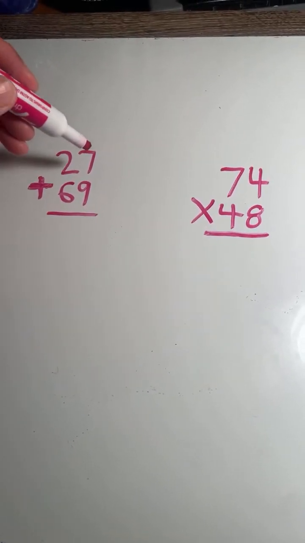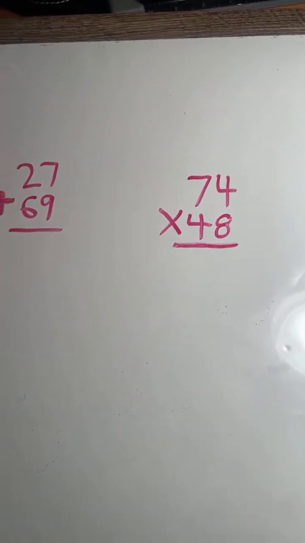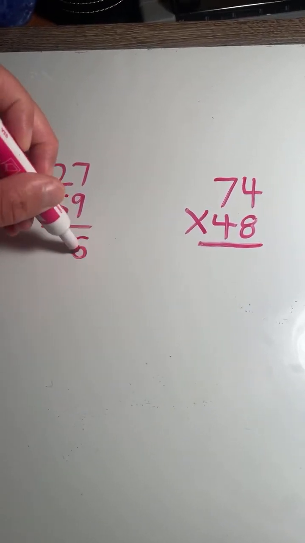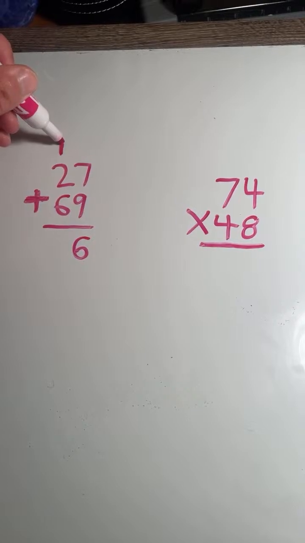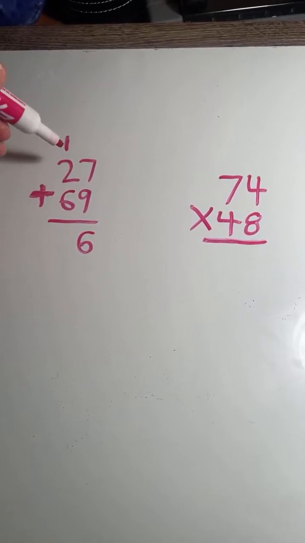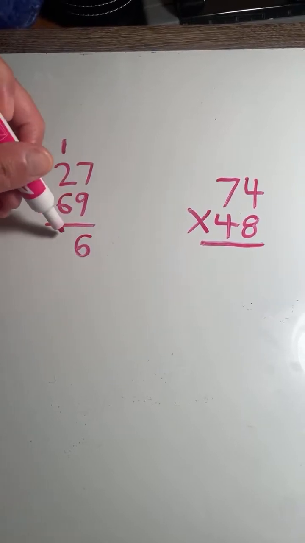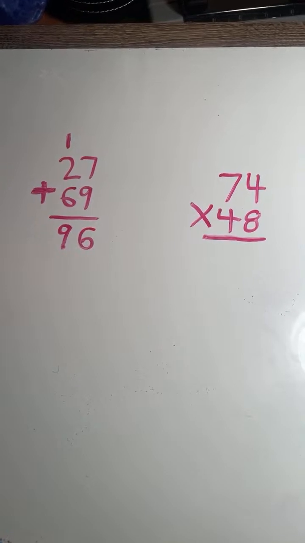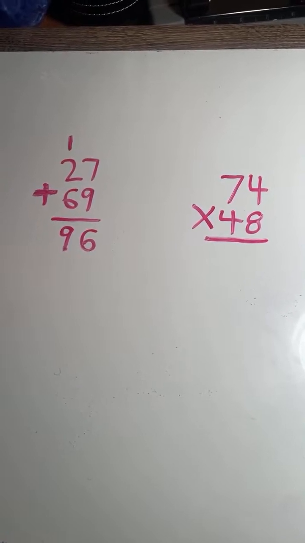So we're going to add the numbers in the ones place. 7 plus 9 equals 16. The 6 in 16 goes in the ones place. The 1 in 16 gets carried over to the tens place. 6 plus 2 equals 8. We add the 1 that we carried over. It becomes 9. And we have our final answer, 27 plus 69 equals 96.